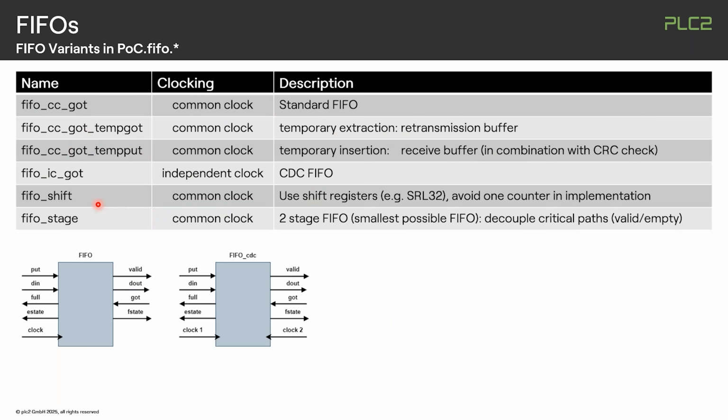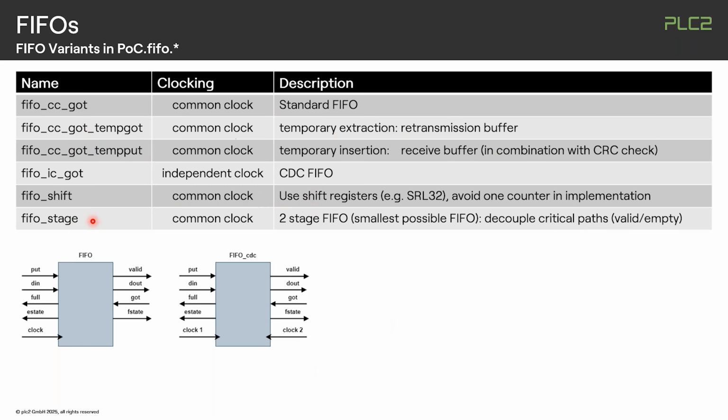A special implementation of FIFOs is the FIFO shift. This is using shift registers. This was implemented as an optimization technique on AMD devices, providing SRL32 shift registers. And the benefit here is we can avoid one counter in the implementation. Usually you have one read and one write pointer, which is then in the background a counter implementation. So we can avoid one counter just by shifting and then specifying the readout counter.